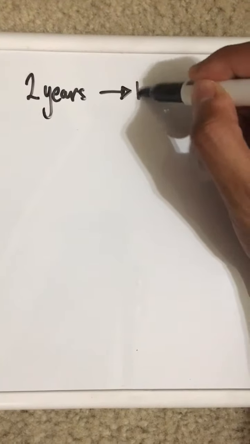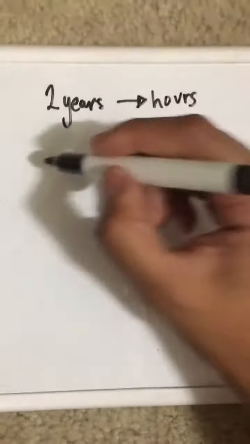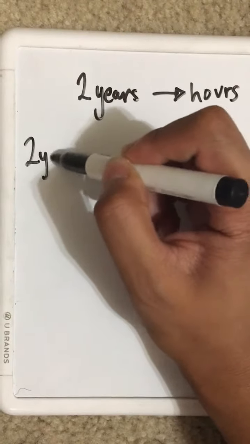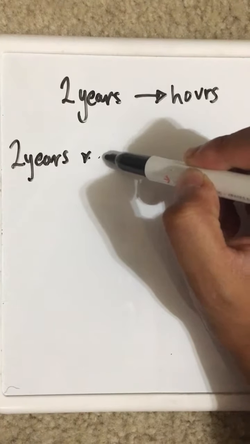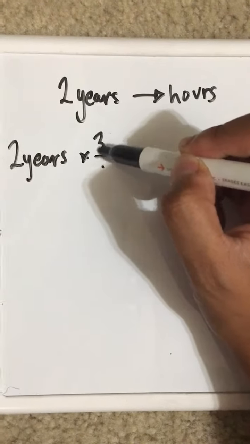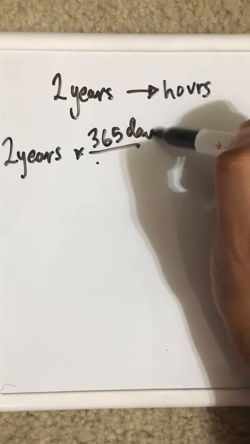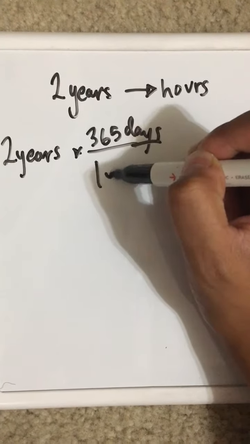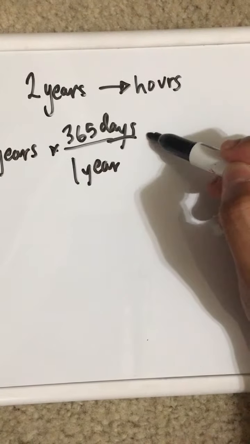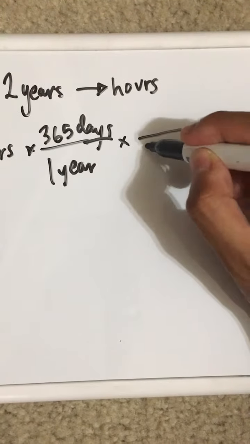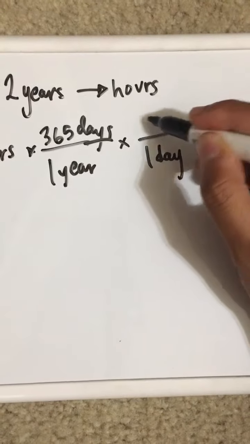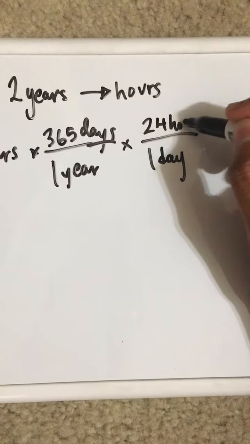So I want to go from years to hours now. So our given is 2 years, and let's multiply it by 365 days are in 1 year. And now we want hours. From days to hours, how can we show that? Well, I know that in 1 day there are 24 hours.